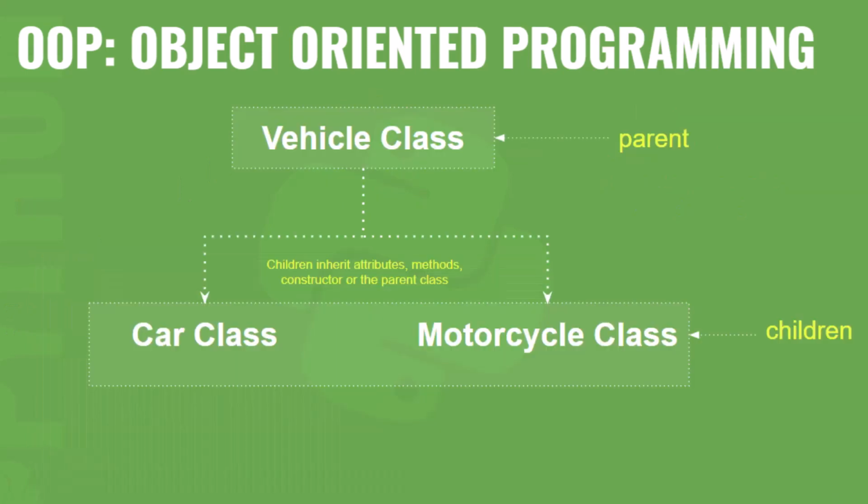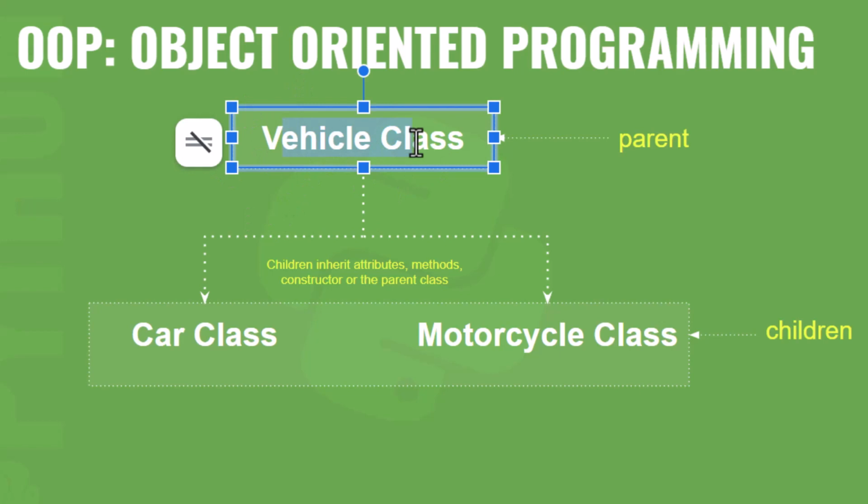Now, coming back to inheritance. Inheritance allows a class to inherit things from the parent class. So let's look at this, and we're going to create this in code, but first we're just going to go over this visually.